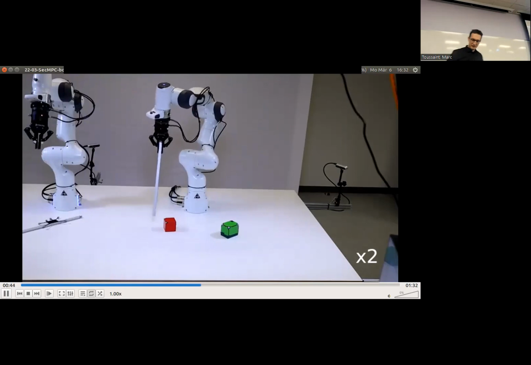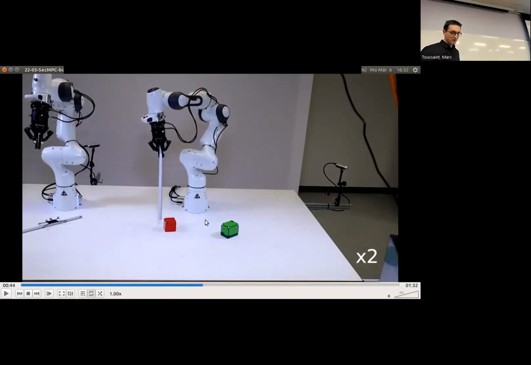Is this using vision? No, it's using OptiTrack. A lot of the things, well, I hope I get to the part which is about learning, but this is still state-based OptiTrack.